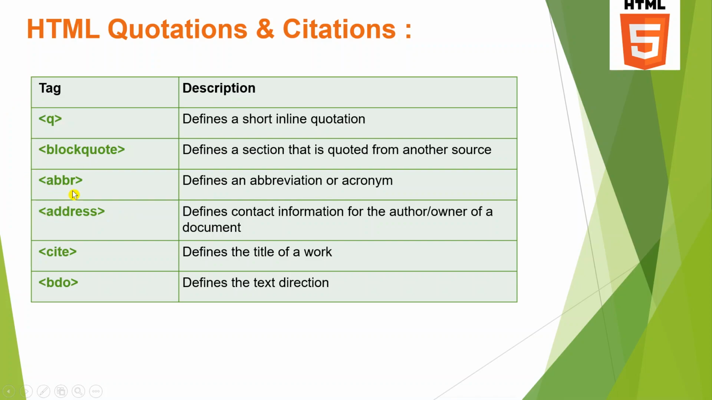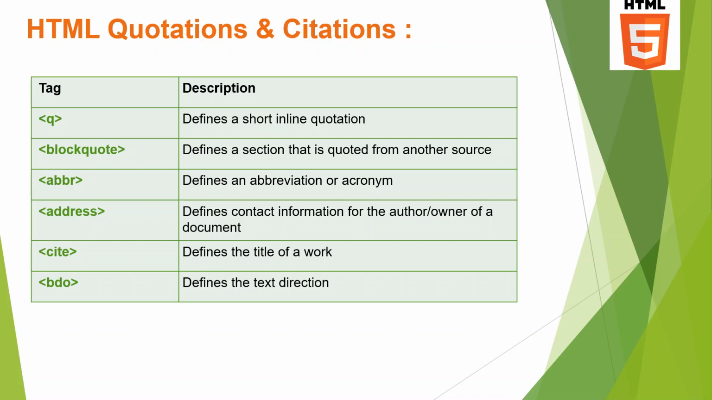The abbreviation tag is used to abbreviate an acronym. The address tag is used to display a bit of address on the web page. We will see all of these practically in a couple of minutes. I am just explaining the codes. The cite tag tells the title of a work, and then BDO, bidirectional override, is used to reverse a string.